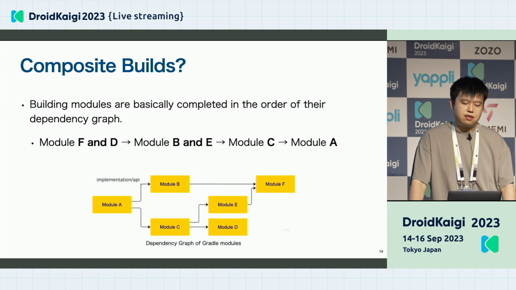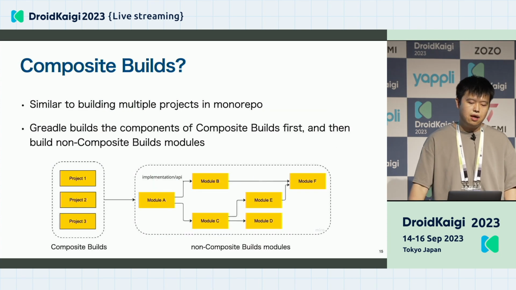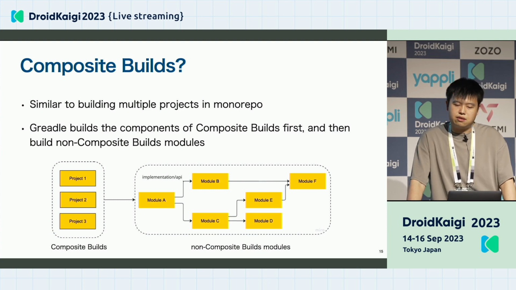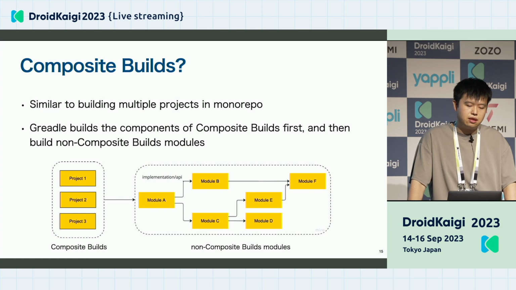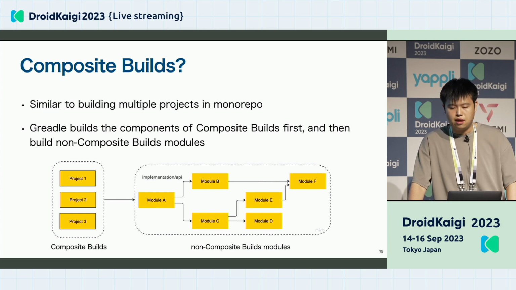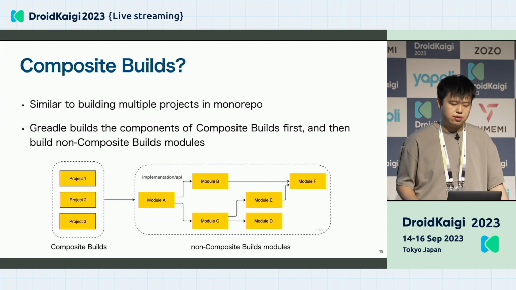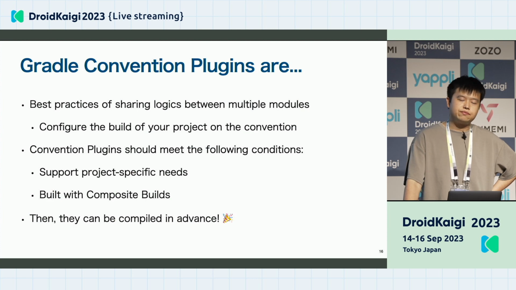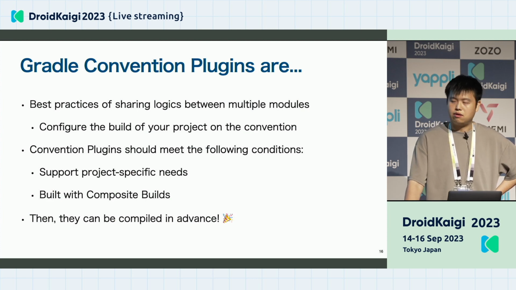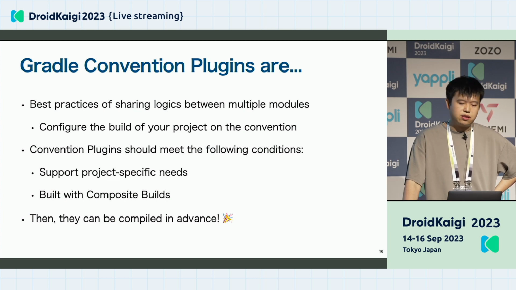The ordinary builds are like the figure shows. However, for composite builds, Gradle builds modules registered to composite builds first, and then completes the remaining builds, as if we could build multiple projects in a monorepository. Once plugins in composite builds are compiled, then they will work as if they were distributed through Maven repositories. I mean, we can say that convention plugins are just the best practice of sharing logic between multiple Gradle modules and can provide the build configuration on the convention we define.